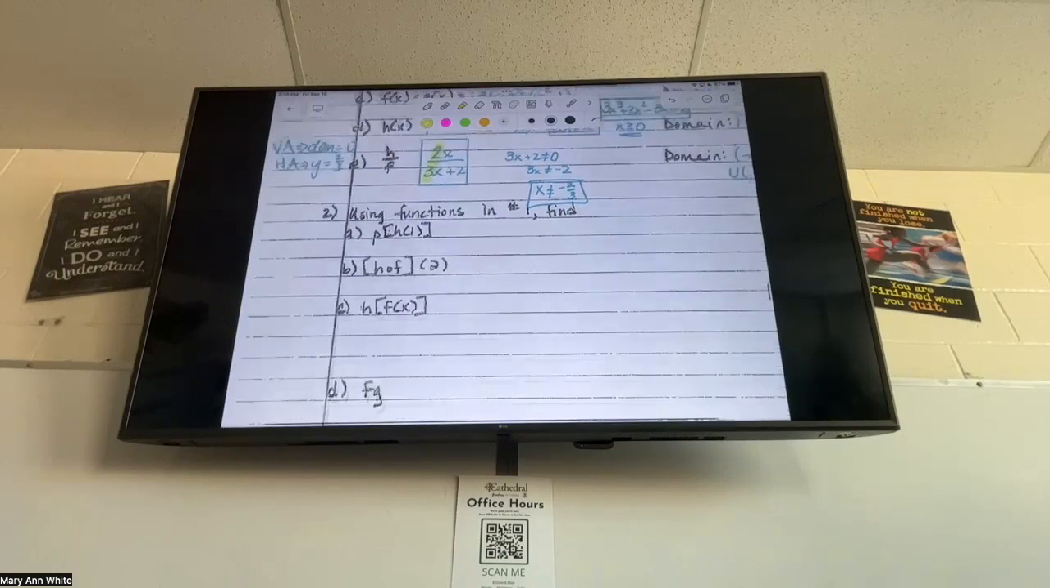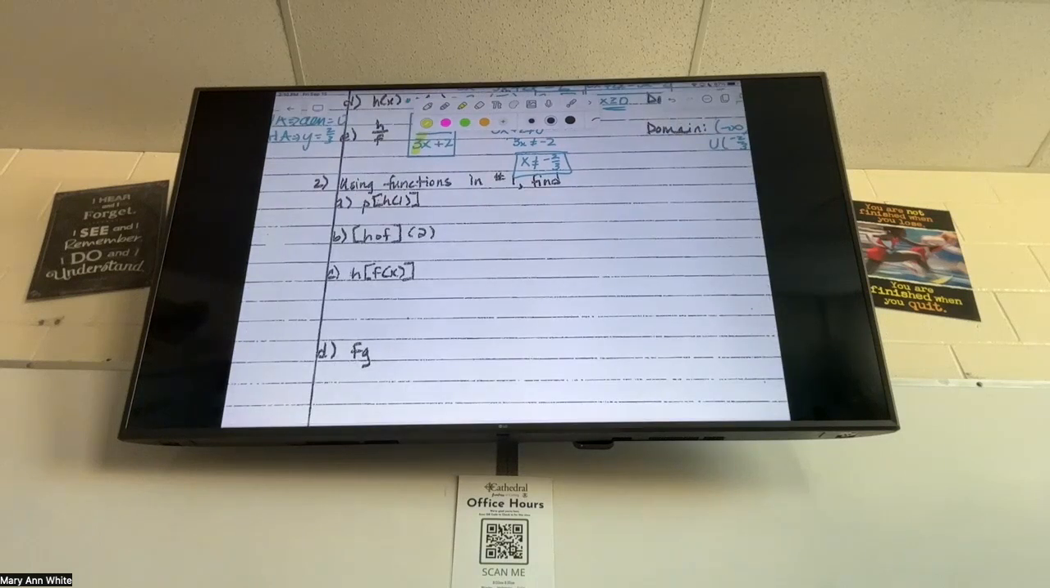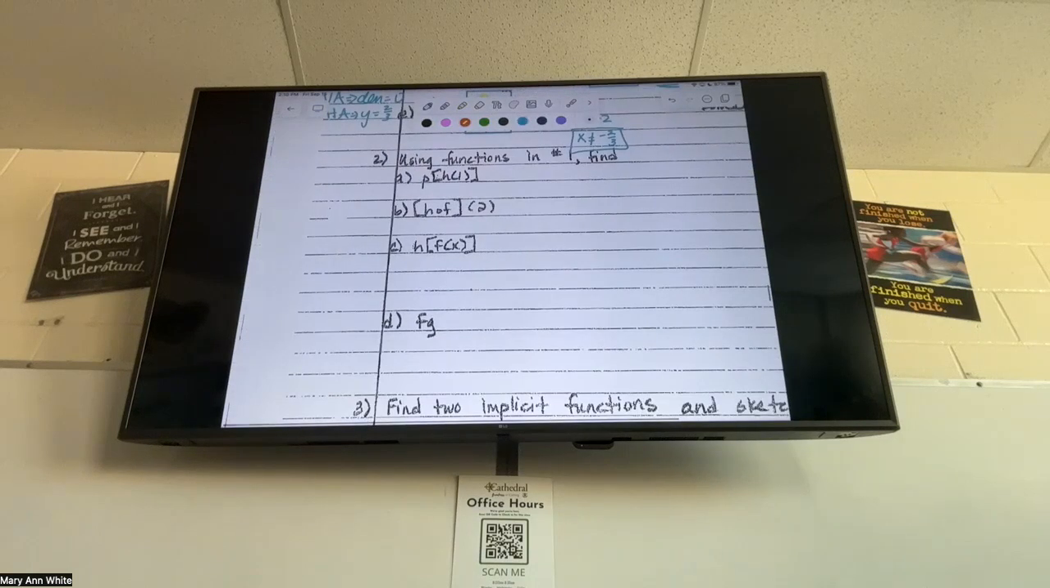All right, we're just going to do a couple more. These are all compositions right here. When we do compositions, we are putting one function in another function.